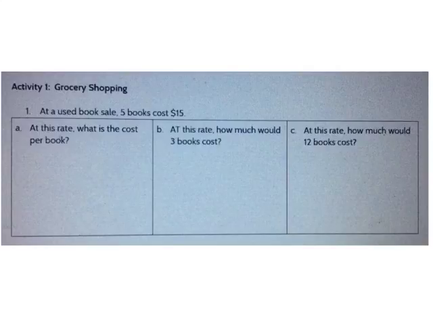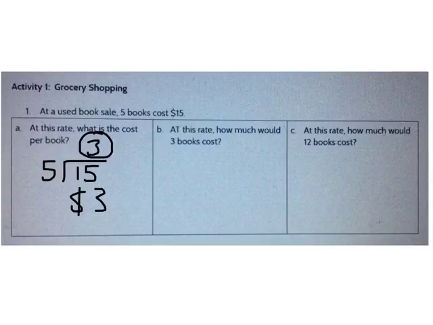Today we're going to talk about how to find the price per one and use that to solve problems. Let's look at our first example. At a used book sale, 5 books cost $15. At this rate, what is the cost per book? At this rate means at this price for every book. To find the cost per book, I can split the total cost, $15, into 5 groups, an equal cost for each book. What's 15 divided by 5? 15 divided by 5 is 3.